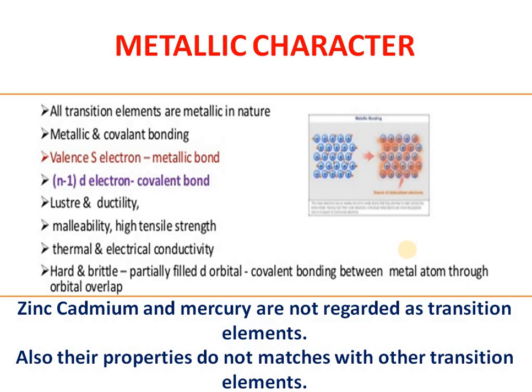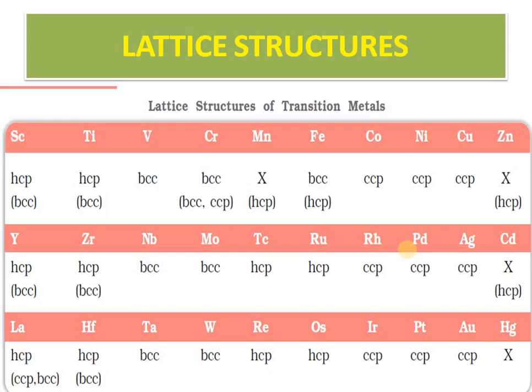Okay, so earlier we already discussed that zinc, cadmium, mercury are not included in the transition elements because their properties are not matching, and moreover they do not have partially filled d electrons in the normal state and excited state. Now as regards the lattice structure, we are done in chapter number 1. There are 3 types of cubic structure like SCC, BCC, FCC, and the packing we also discussed: hexagonal close packing and cubic close packing. Depending upon that, most of these transition elements have cubic close packing or hexagonal close packing, and the structures involved are BCC, HCP and CCP.